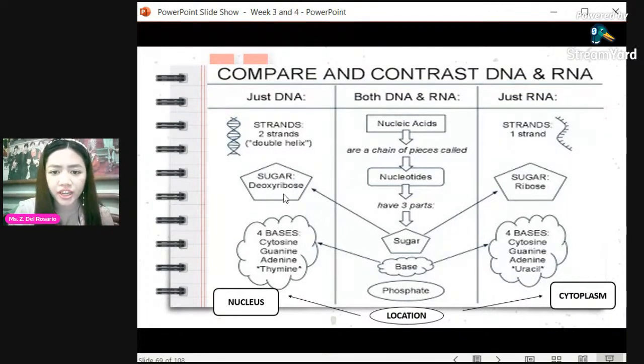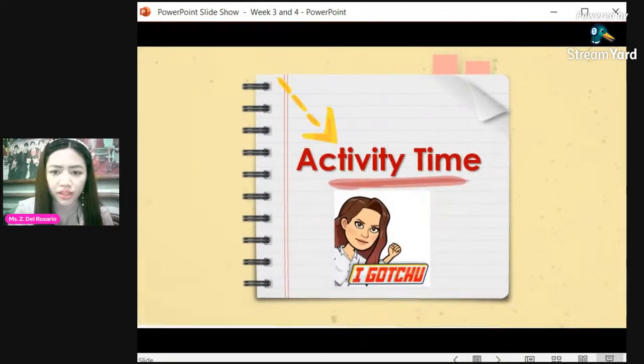The sugar involved here is deoxyribose, and the four bases are CGAT: cytosine, guanine, adenine, and thymine. These are located particularly in the nucleus of the cell. As for RNA, ribonucleic acid is only a single strand. In this single strand, the sugar involved is ribose and the bases are CGAU: cytosine, guanine, adenine, and uracil, which are located in the cytoplasm of the cell.